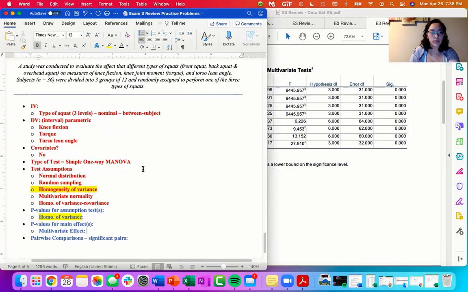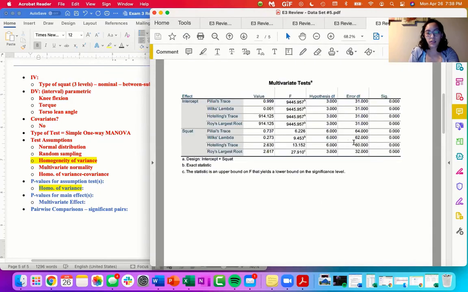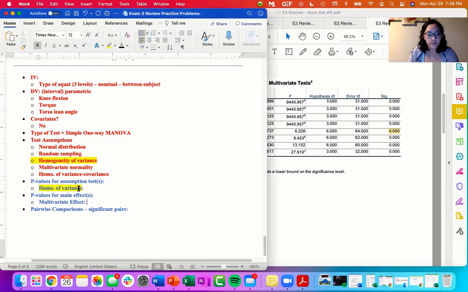I'm gonna scroll. And then based on this output, let me get my highlighter. Based on this output, we can see for squat, again, we are going to average the first 3 values, which in this case is just going to be less than 0.001 because they're all the same. I'll come back to that. I just realized I skipped over it. I got excited.